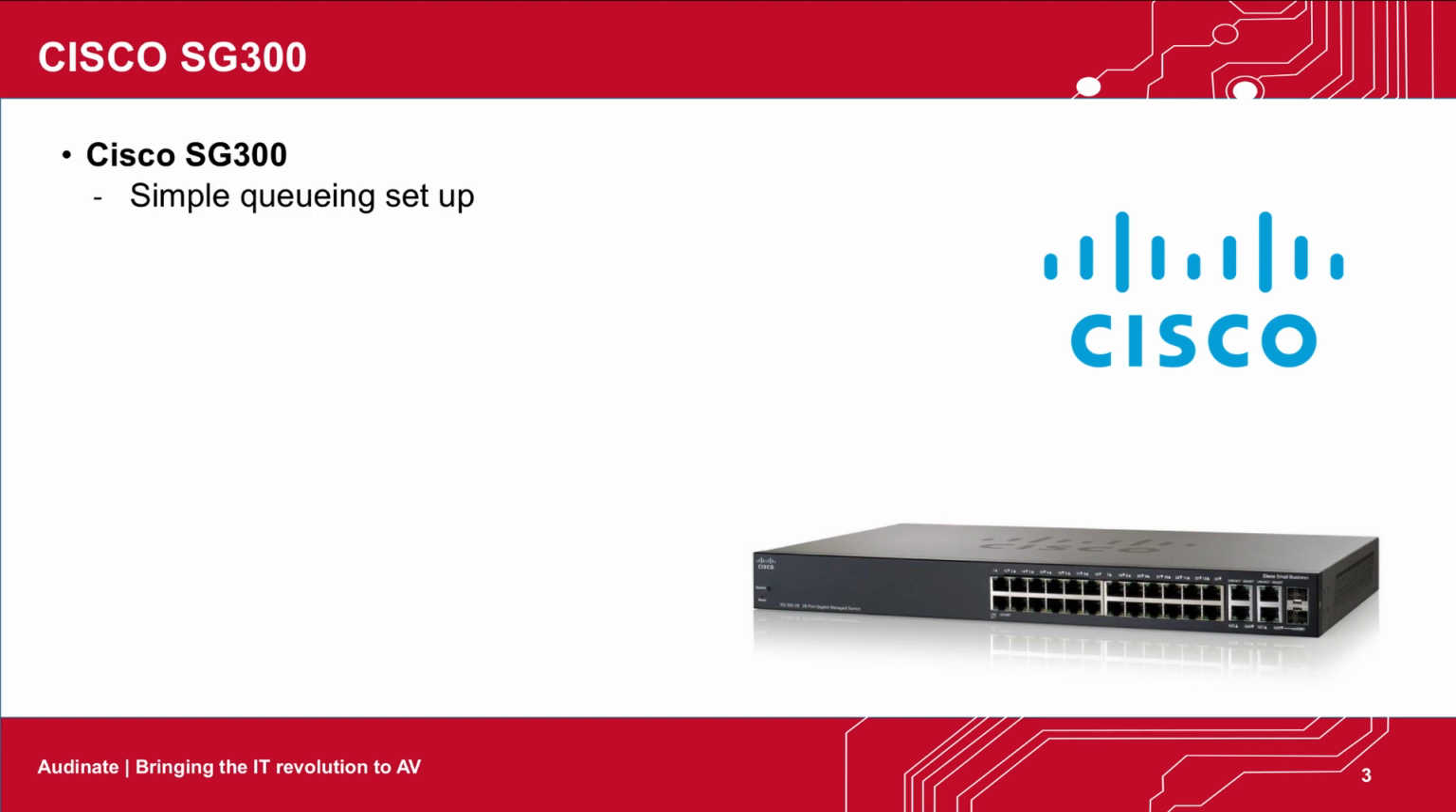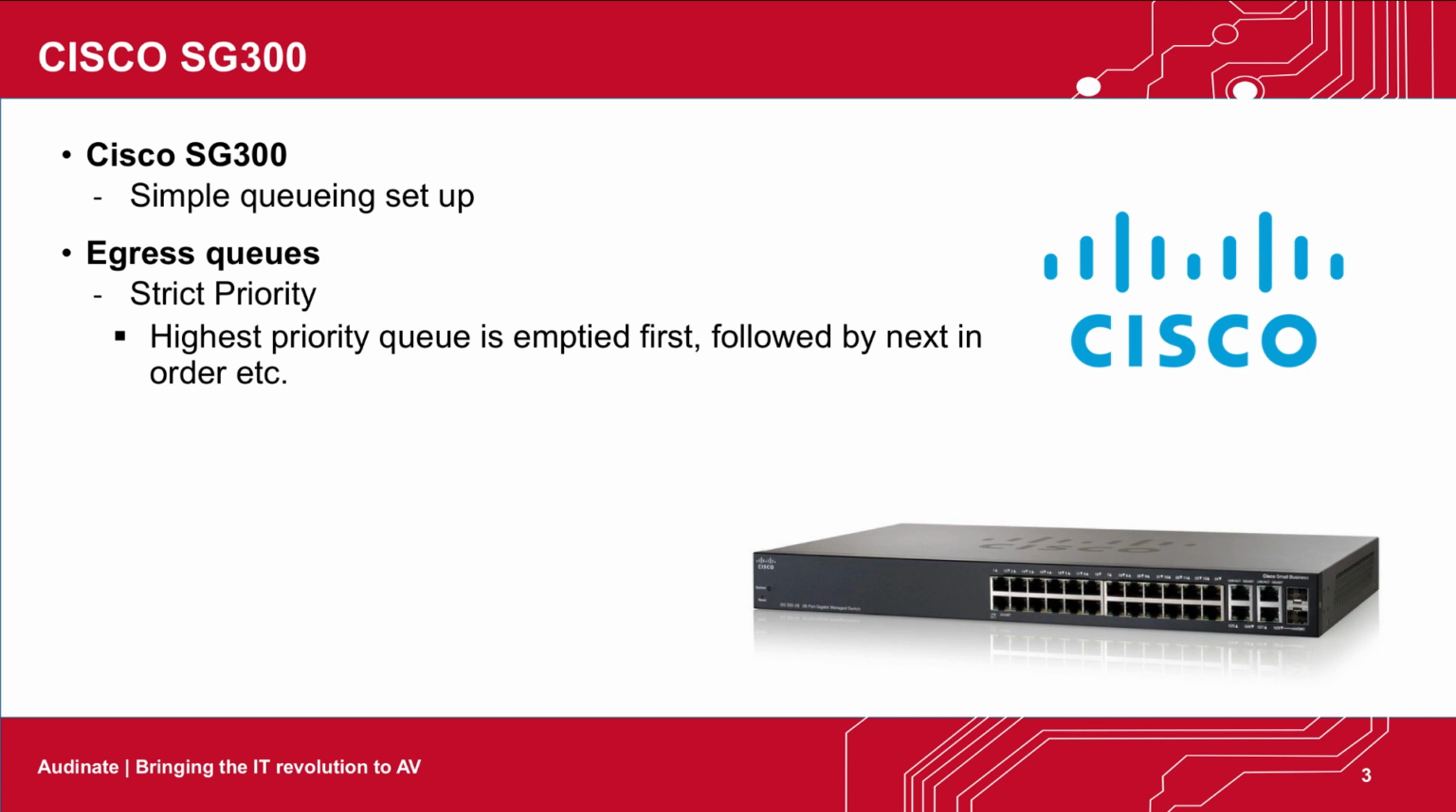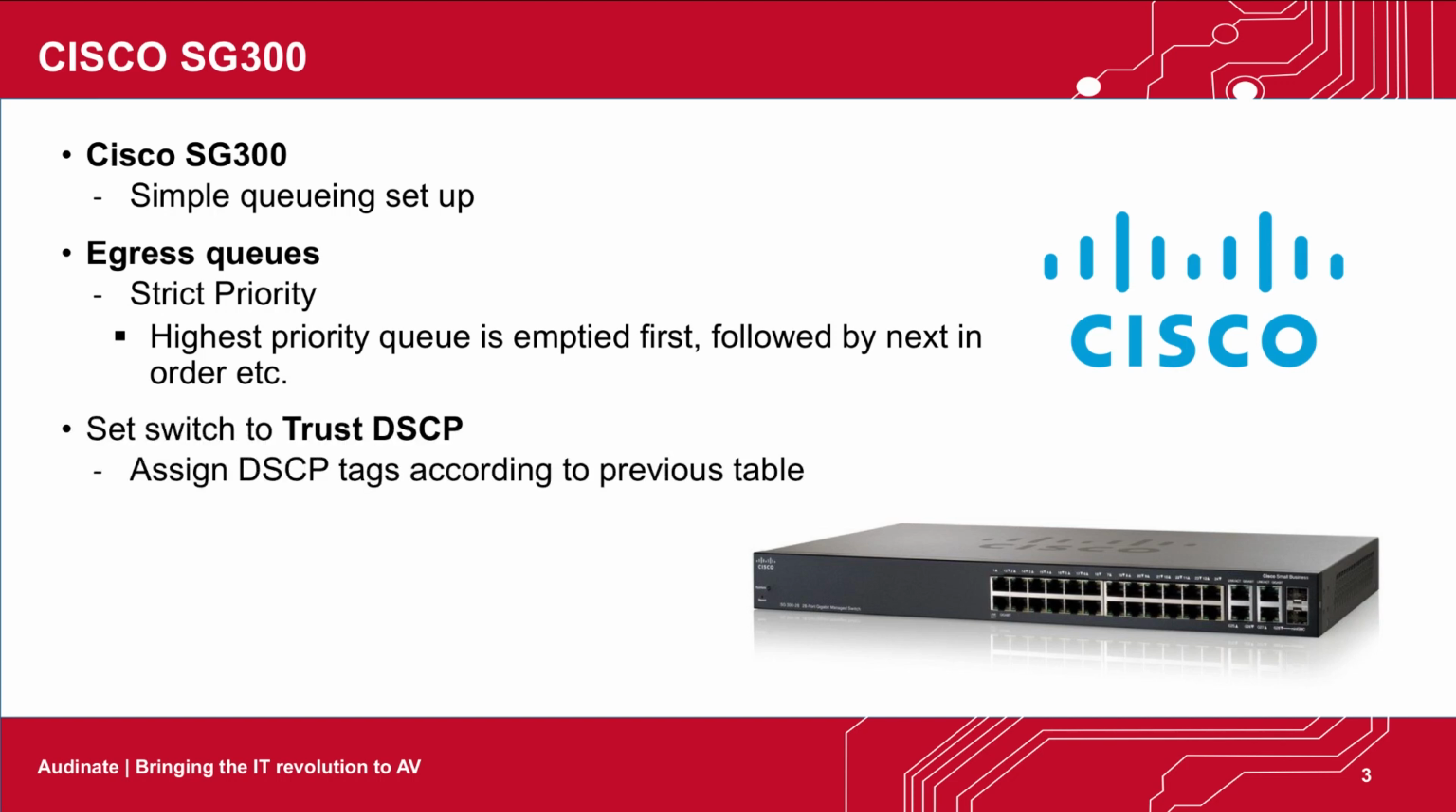Switches like Cisco SG300 have a very simple QoS setup, and it's very powerful and very useful. And you can easily set all of the egress output queues to strict priority. When you do that, highest priority queues are emptied first, and then the next priority queue is emptied. You can simply set the switch to trust DSCP and then assign the previously mentioned DSCP tags.